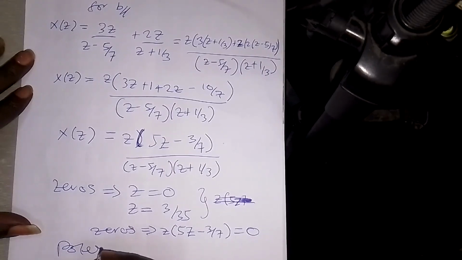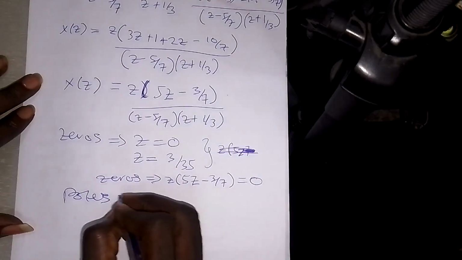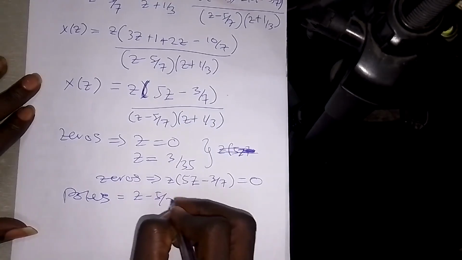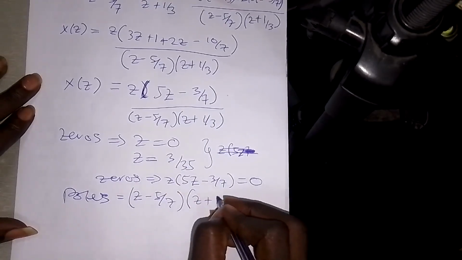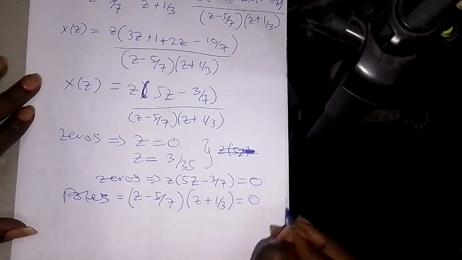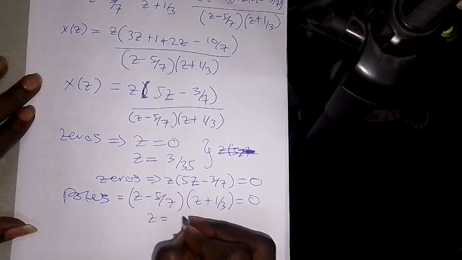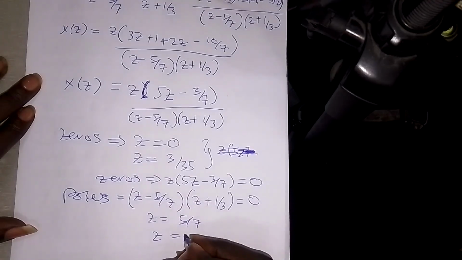Now your poles are such that Z minus 5 over 7 and Z plus 1 over 3 equals 0. If you equate this part to 0, you get Z equals 5 over 7. And if you equate this part to 0, you get Z equals minus 1 over 3.